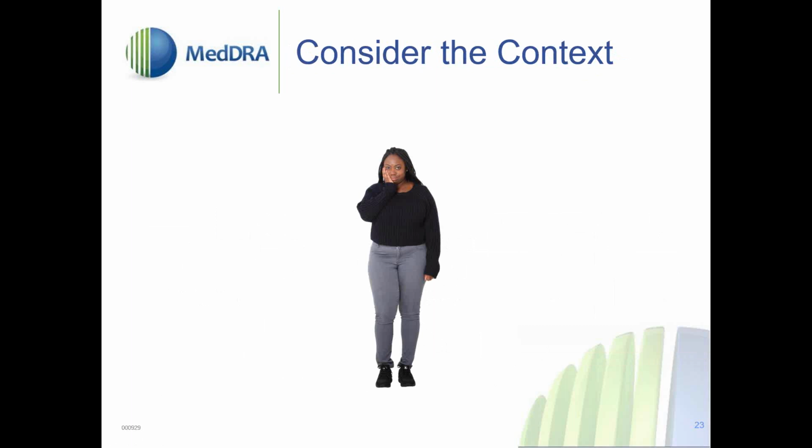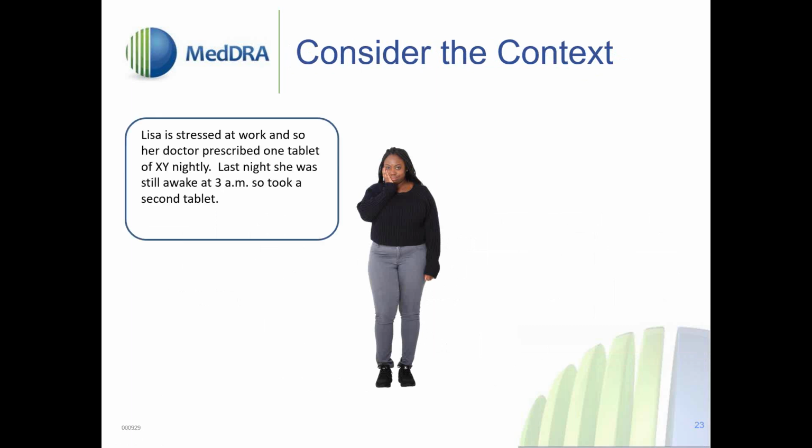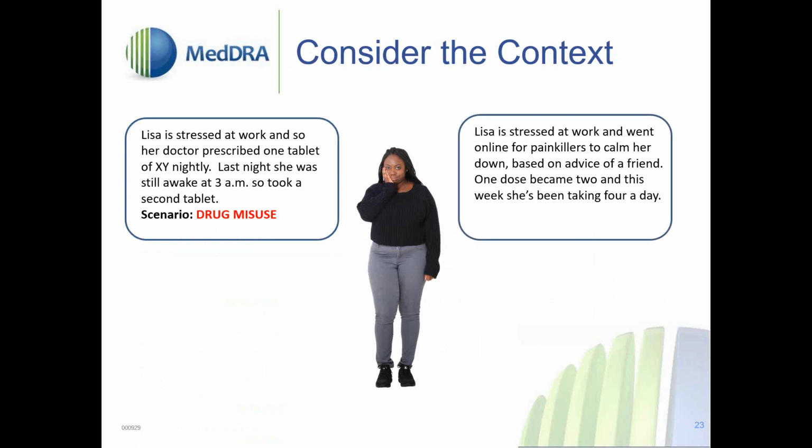Here we have Lisa, and she has stress at work. In the first scenario, the doctor prescribes 1 tablet of a sleeping pill a night to help her sleep better. But since she is still awake at 3 o'clock in the morning, she decides to take another tablet. This is a conscious decision on her part, a deviation from the prescribed treatment regimen for therapeutic purposes. In other words, an intentional misuse of the medication and intentional drug misuse.